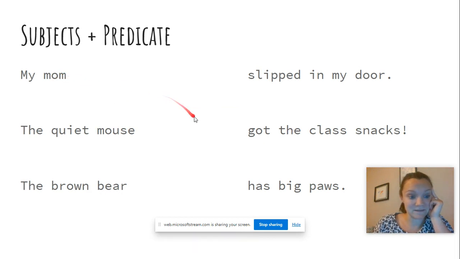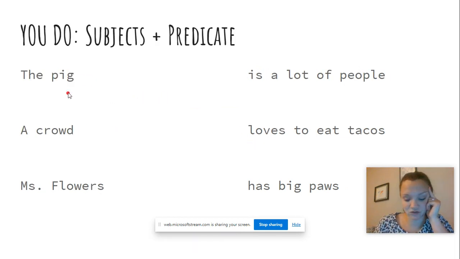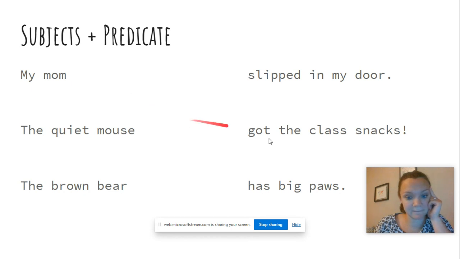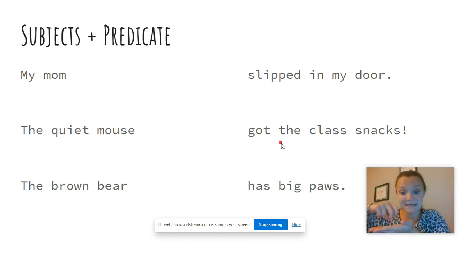So if I were to put these together, I can't draw a line, but I can do it with my pointer. The subject would be my mom, and the predicate is got the class snacks. Is that a complete sentence? It is. It even has an exclamation point. Let's look at the next one.